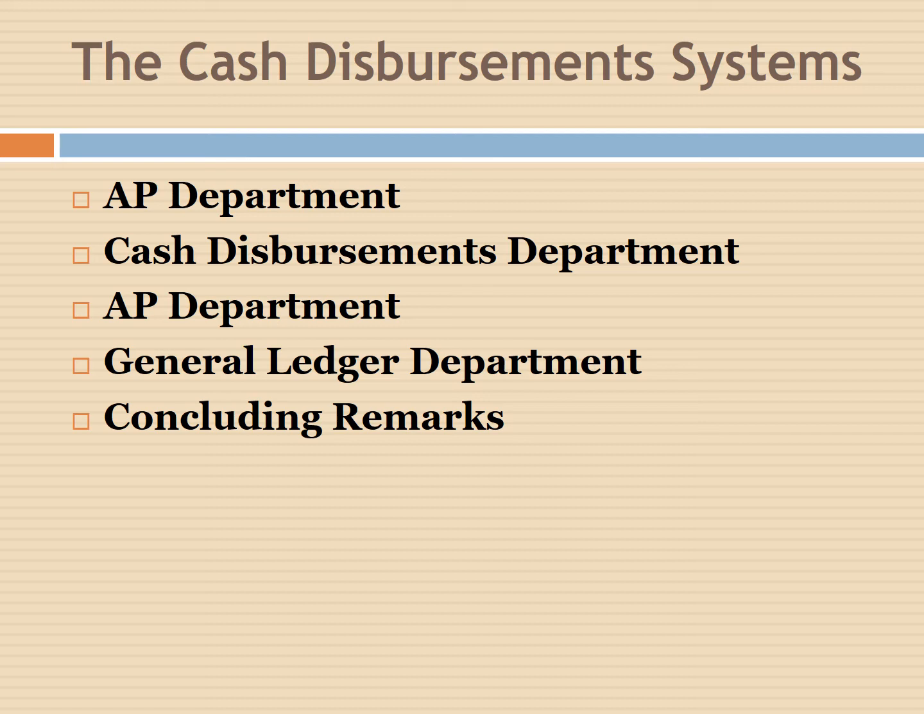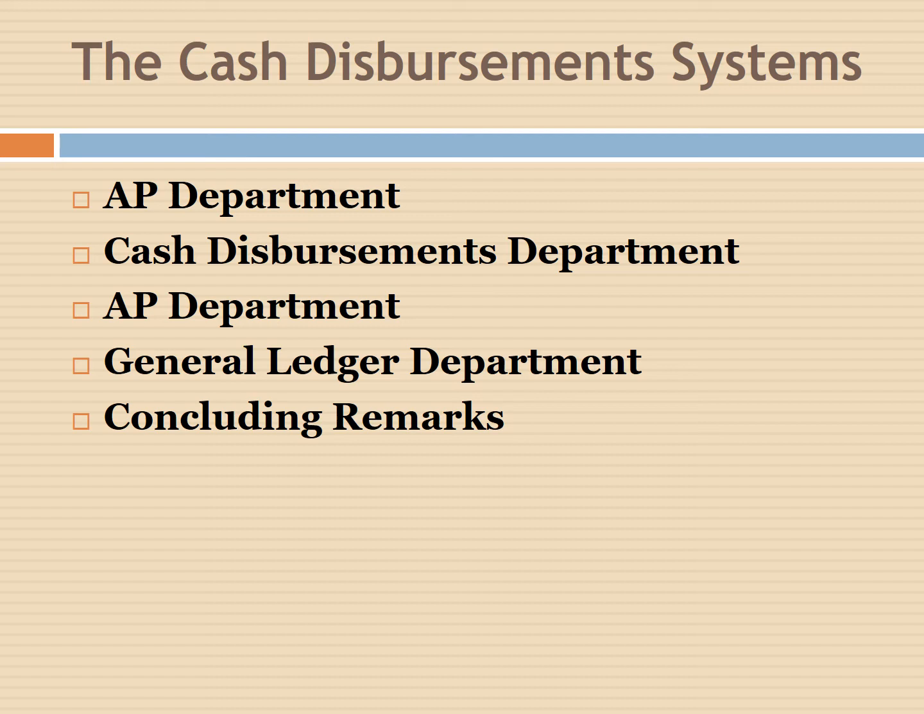Next one is the AP department. Upon receipt of the voucher packet, the accounts payable clerk removes the liability by recording the check number in the voucher register and filing the voucher packet in the closed voucher file. Then, the clerk sends an accounts payable summary to the general ledger department.